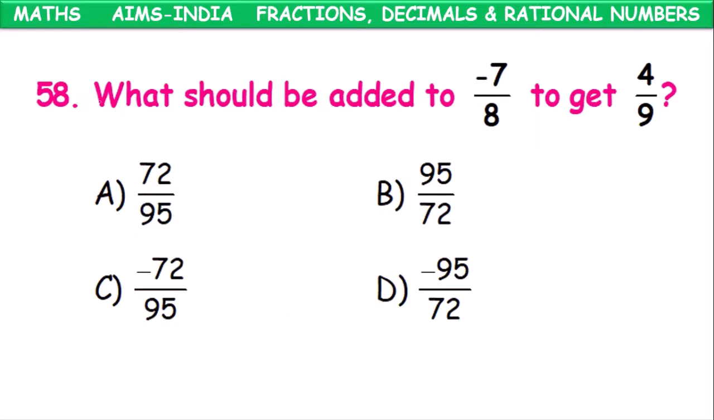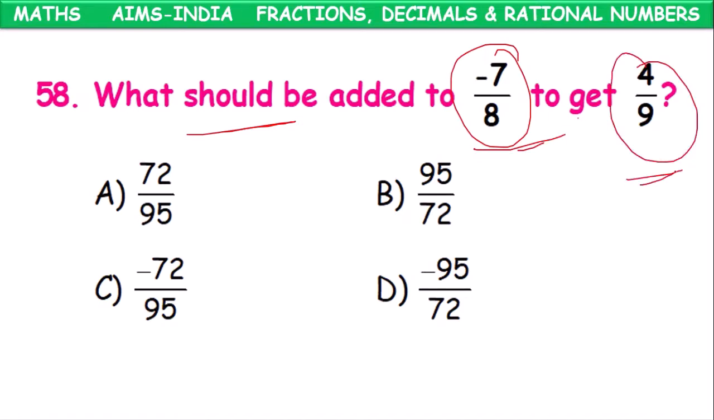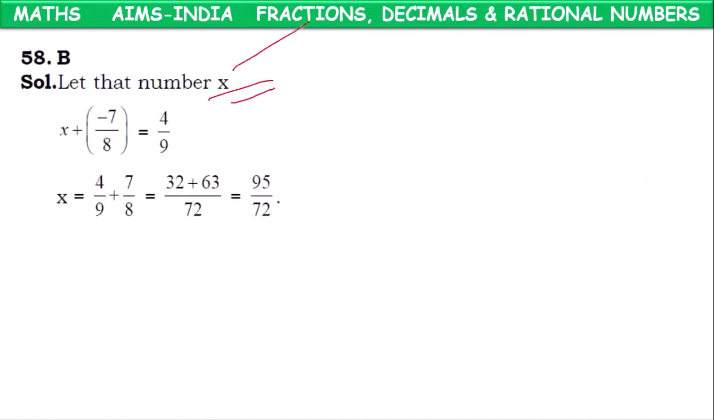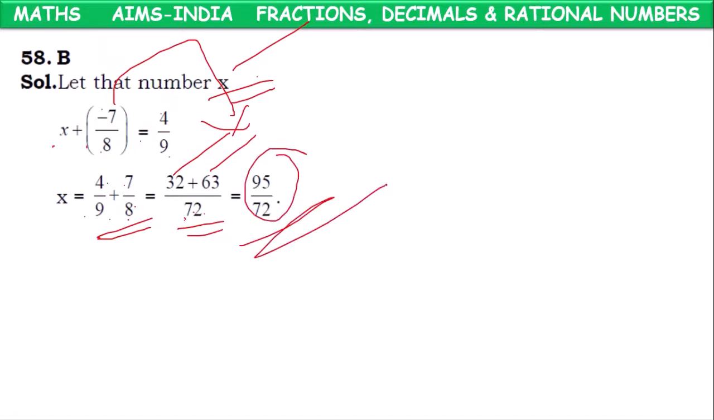Next question: what should be added to this rational number to get this rational number? So let the number to be added be x. x plus minus 7/8 equals 4/9. This number goes to the right hand side and becomes plus 7/8. The LCM of 9 and 8 is 72. 9 times 8 is 72, 8 times 4 is 32. 8 times 9 is 72, 9 times 7 is 63. So the answer is 95/72.